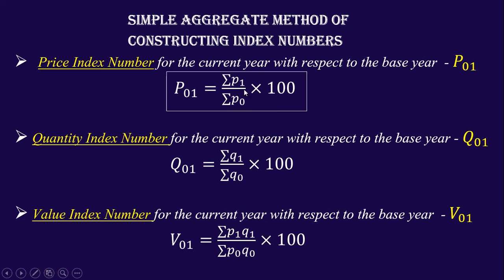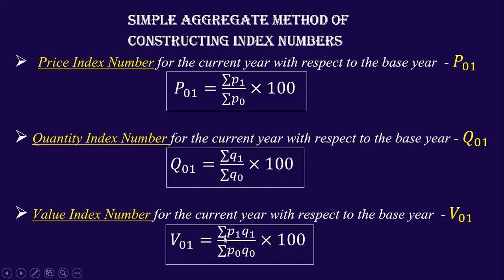P01 is equal to summation P1 upon summation P0 into 100. Q01 is equal to summation Q1 upon summation Q0 into 100. V01 is equal to summation P1 Q1 upon summation P0 Q0 into 100.